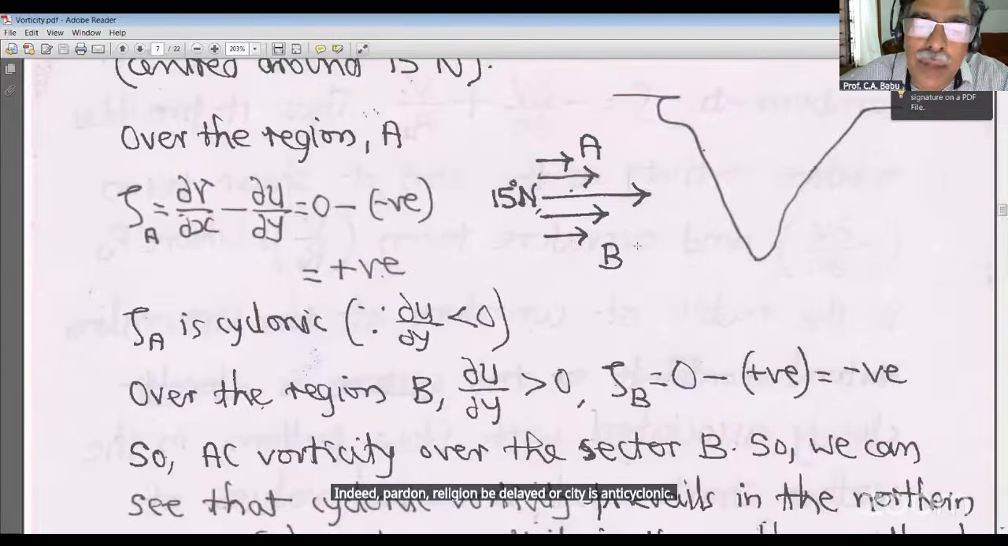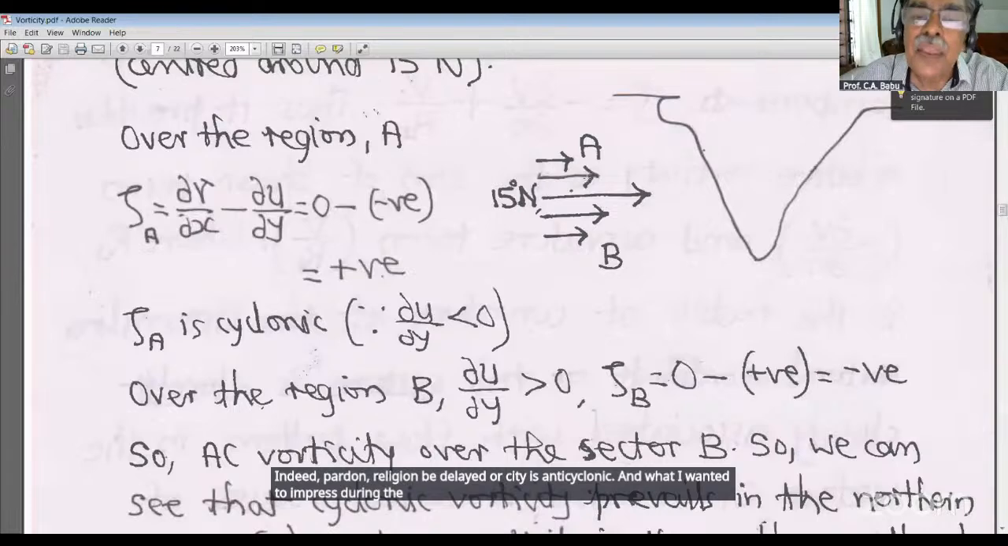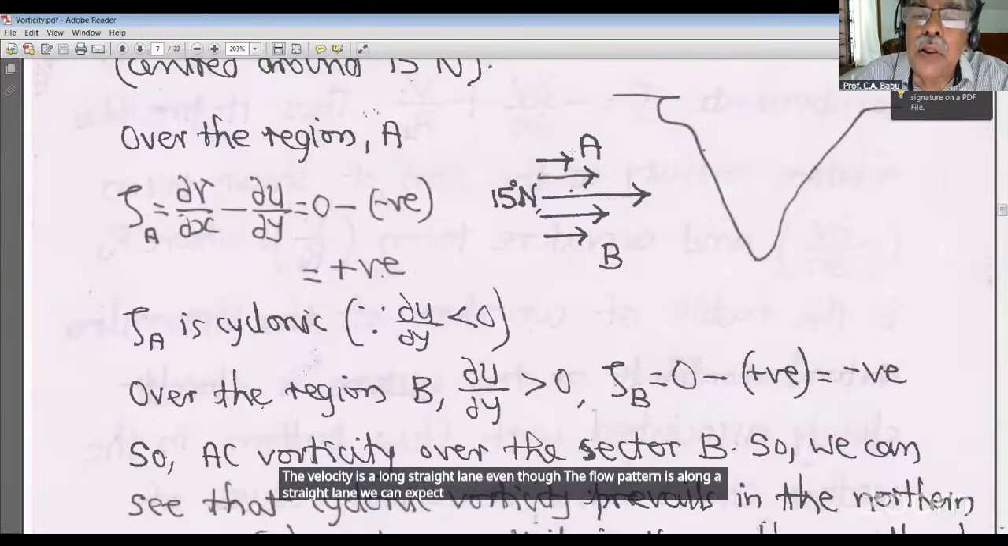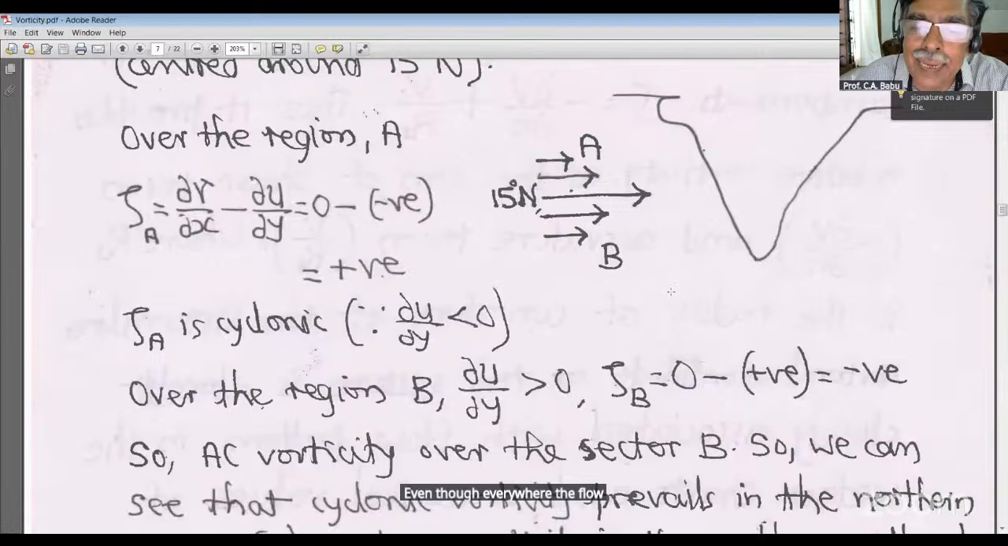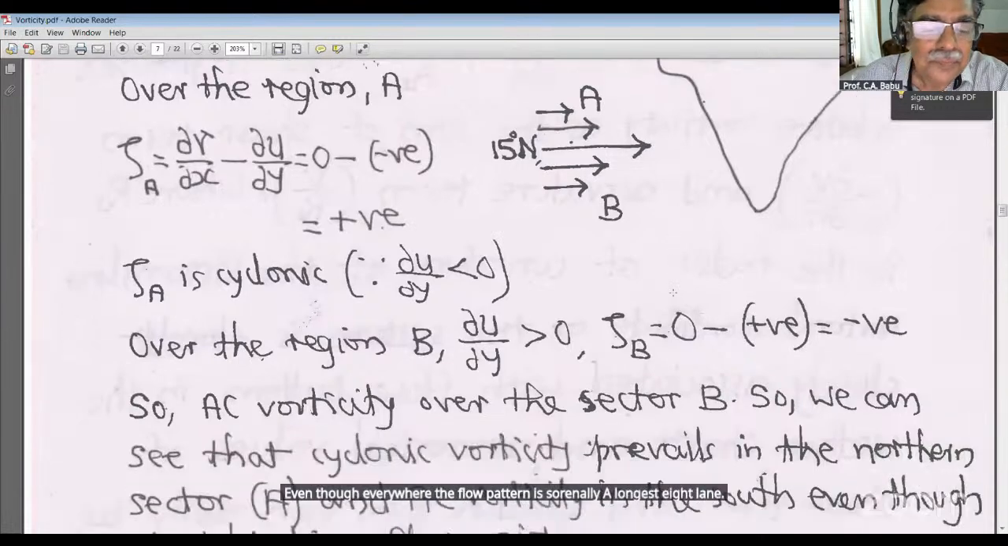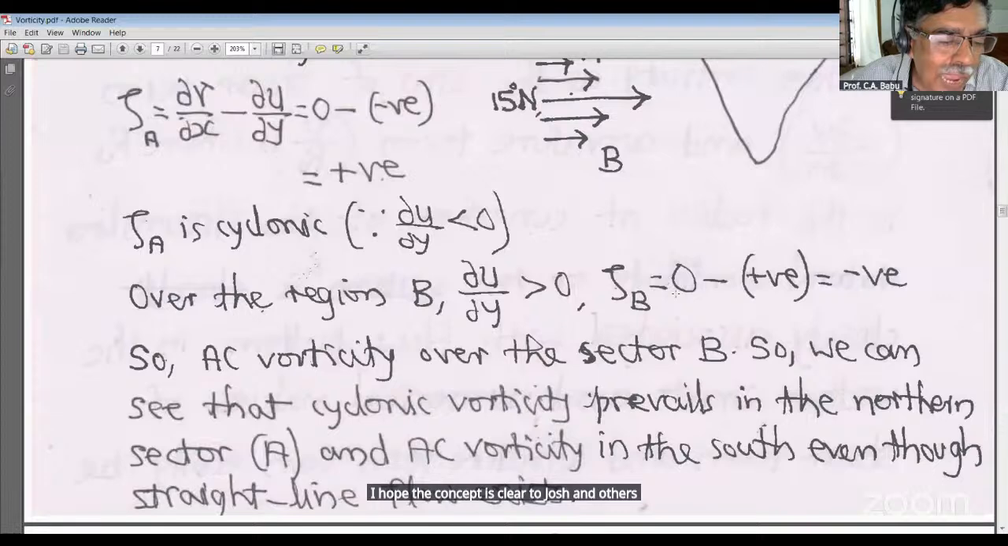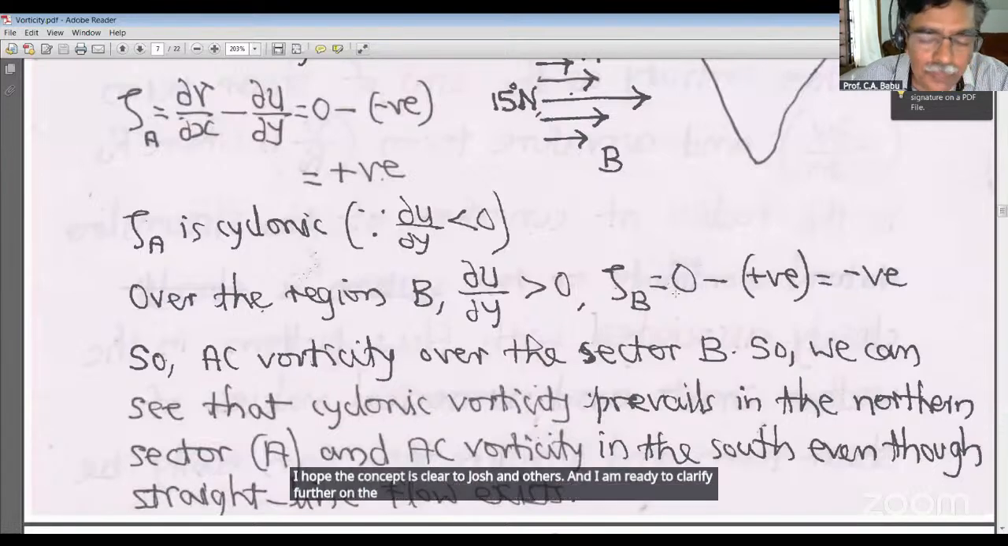What I wanted to impress during the class was that in both cases, the velocity is along a straight line. Even though the flow pattern is along a straight line, we can expect rotational tendency, which can be assessed as cyclonic in the northern region A and anticyclonic in the southern region B, even though everywhere the flow pattern is zonally along a straight line. I hope the concept is clear to Jocelyn and others, and I am ready to clarify further on the basis of sub-questions.